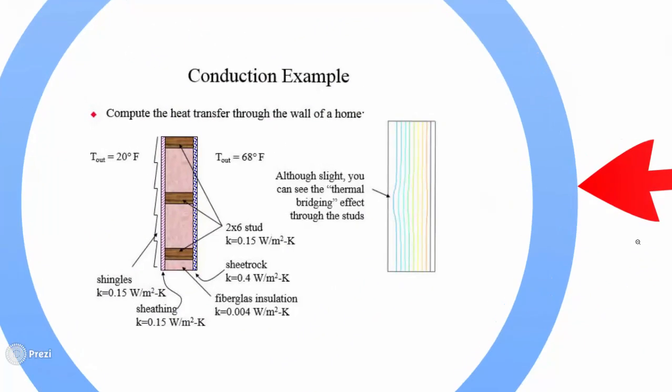And lastly, a slightly complicated but relevant heat conduction example is shown in this figure, where the absorption rate of different materials should be calculated to get the final temperature difference between the two sides of the wall of a home. And in the graphical image of the thermal conduction on the right side, you can see the thermal bridging effect through the studs.